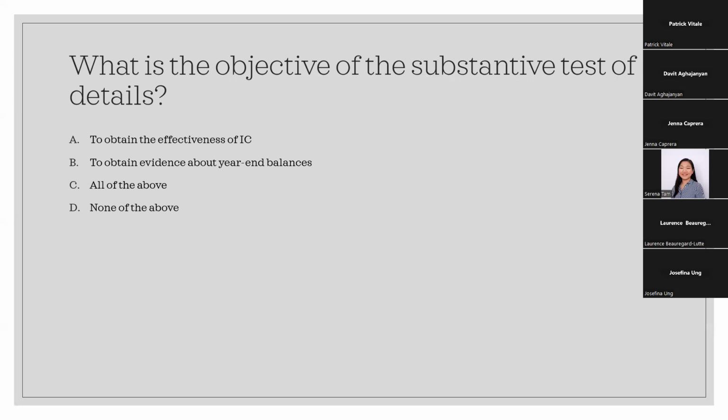Anyone have other thoughts than B? B, right? So Laurence, I think you said another answer at the beginning? Yes, I think it's to obtain effectiveness of internal controls. But with substantive testing, we're taking the dollar amount, so in this case it would be the year-end balance. If we're testing the controls, then that's for the effectiveness of internal controls. So yeah, the answer is B.